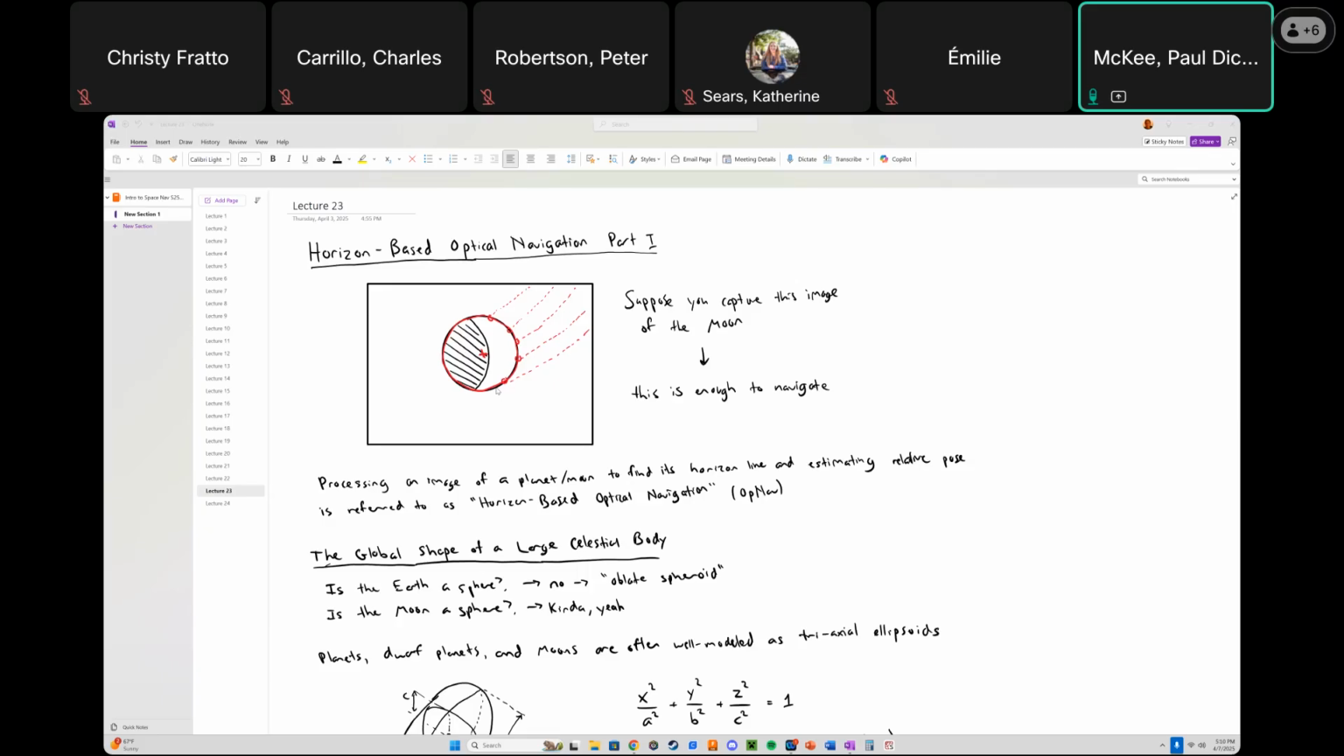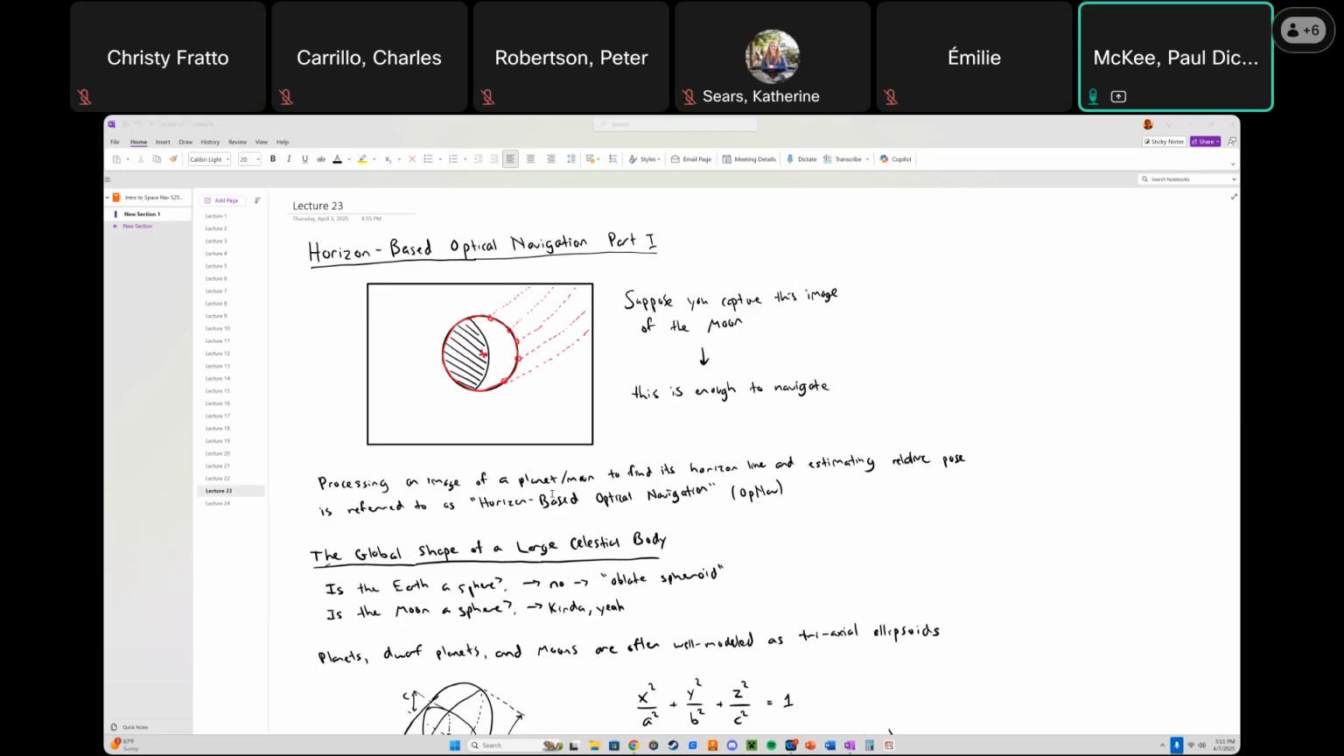But if your thing is roughly a sphere, or like the Earth, an oblate spheroid, you can use this method. And the very basic idea is detect the circle in the image. Center gives you direction, size gives you distance. Direction and distance is position, you're done. That's the very, very high level idea of how we do horizon-based OpNav. It's a little bit more complicated than that.